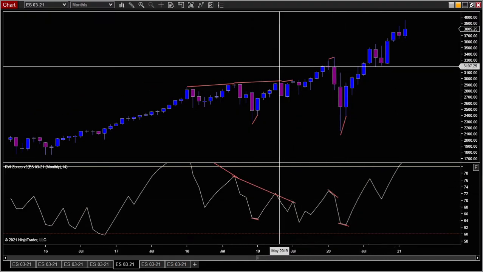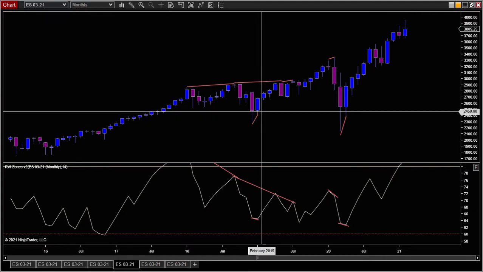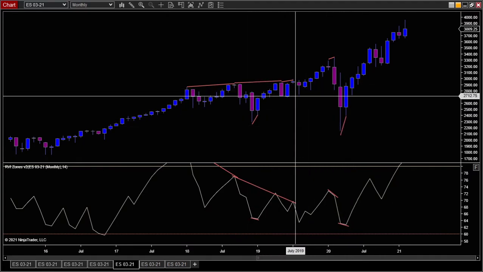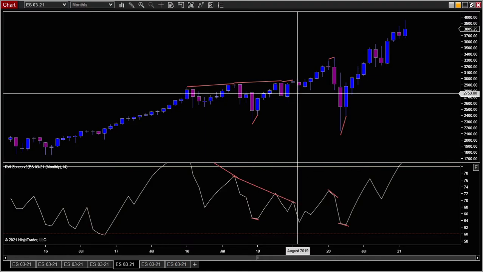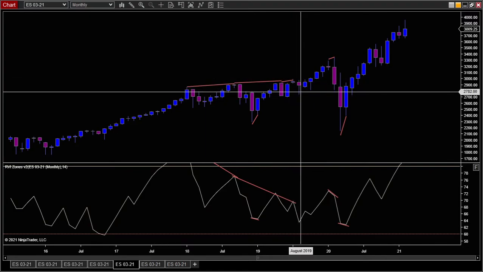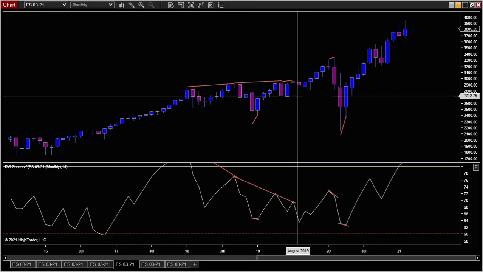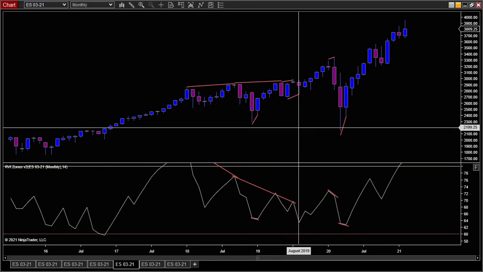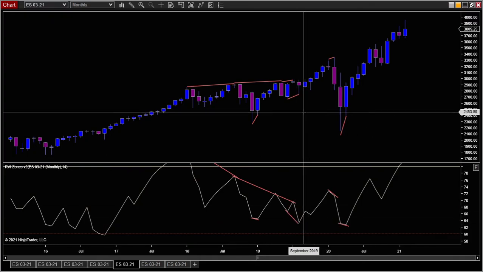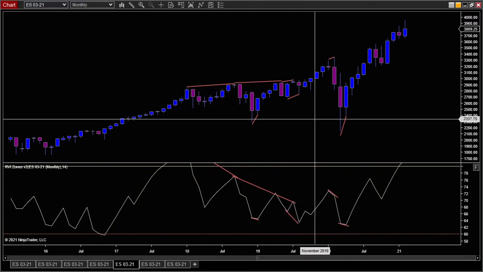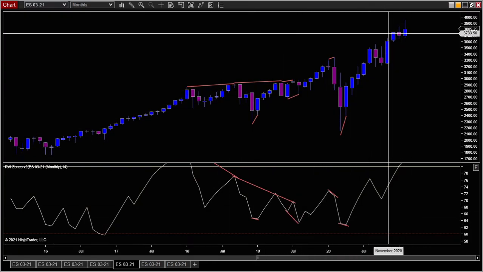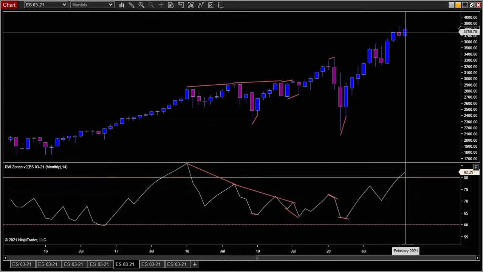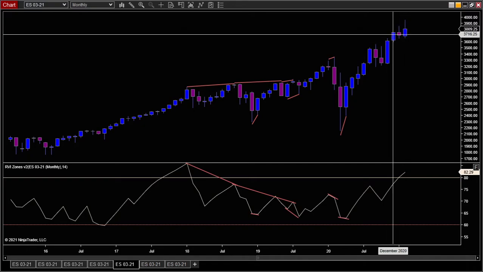And so on all of these pullbacks and all of these recoveries here, or these continuations, we were getting divergence. And you can even see back that 200-point sell-off back in 2019, when we did finally make the low and make a new candle here, we had divergence again. So right now on the monthly, you can see that we don't have any signs of a pullback right now.